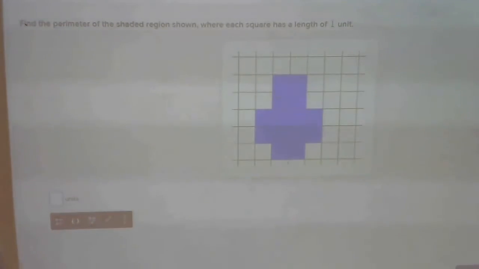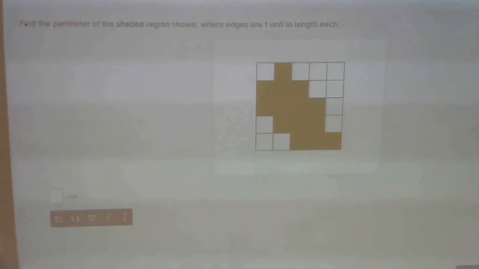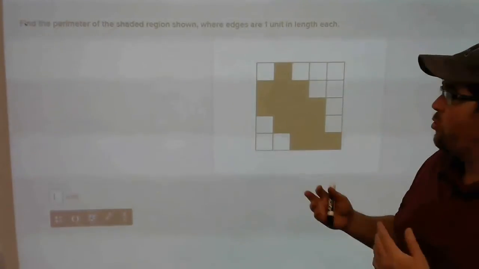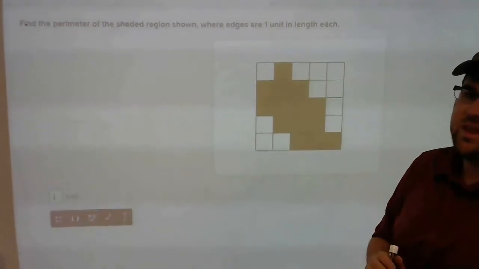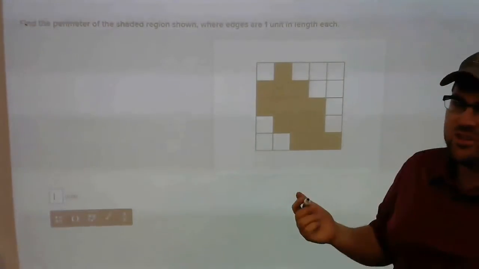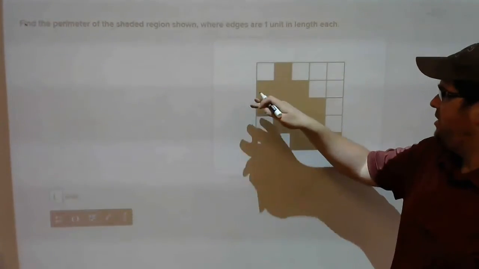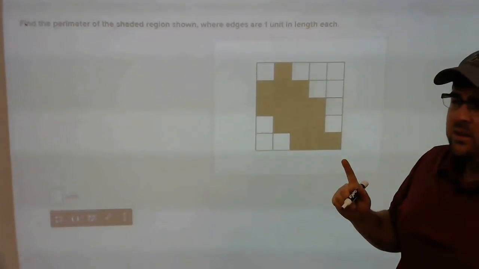Let's do one more example. Okay, here's the next example. This one is an oblong shape again, and we're finding the perimeter of it, which means we're just finding the length of the outside. I'm probably just going to trace this one.